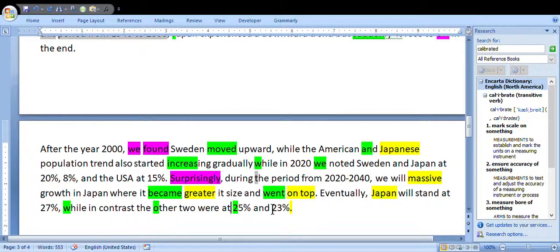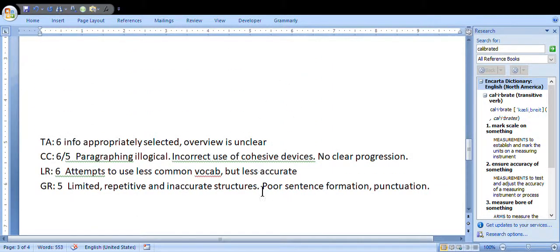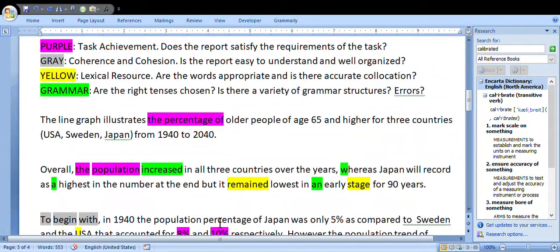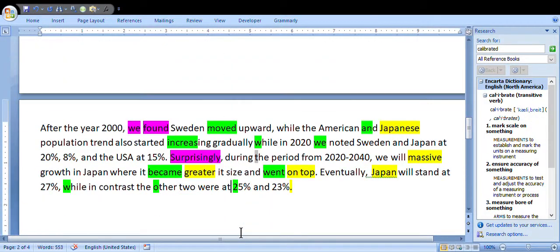Okay, how would an examiner mark this? Okay, if we look at the... No, as soon as I try to open the band descriptors, the recording will end. But I do encourage you to click on that. Anyway, your overview. The information was appropriately selected. Appropriate is a very easy thing to do, but it's unclear. All the stuff in there kind of gets in the way. When it's been recorded as the highest number at the end, but it remained at the lowest. It's unclear. So unfortunately, it's going to be stuck at a 6.